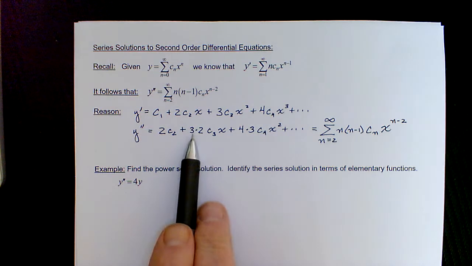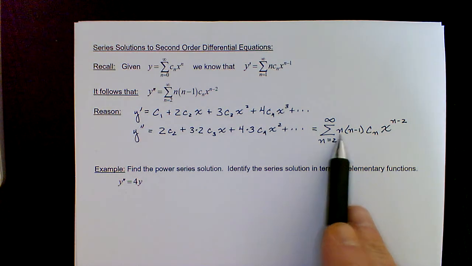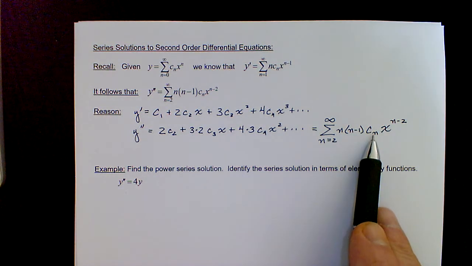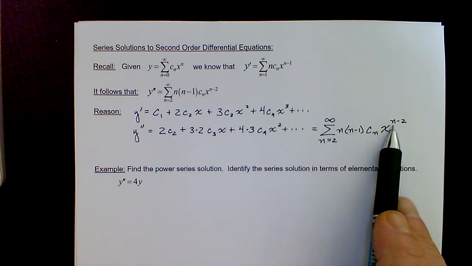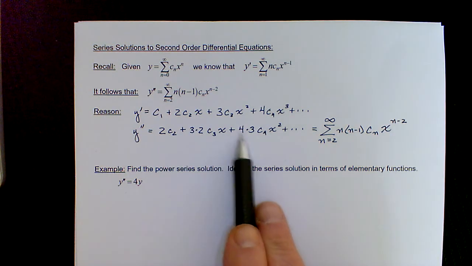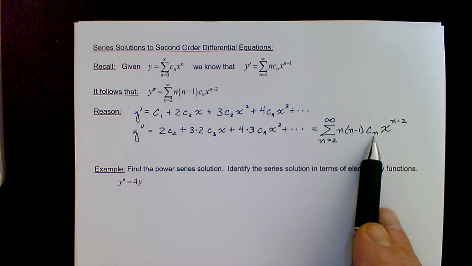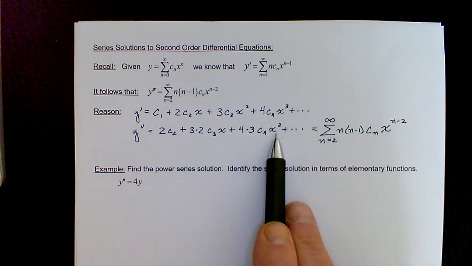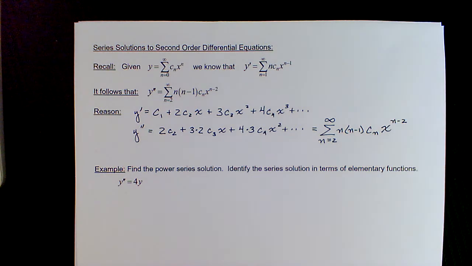So it appears to work for the first term. Let's see if it works for the second term. Notice that it's 3 times 2. When n is 3, that would be 3 times 2, c sub 3, x to the 3 minus 2 is 1, and you can verify it for this term as well. When n is 4, we get 4 times 3, c sub 4, x squared, and there it is. So that's a little justification.